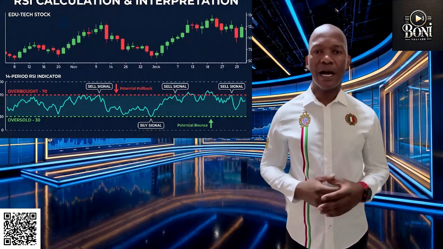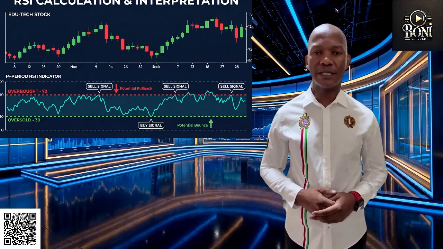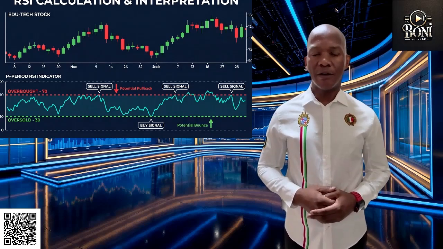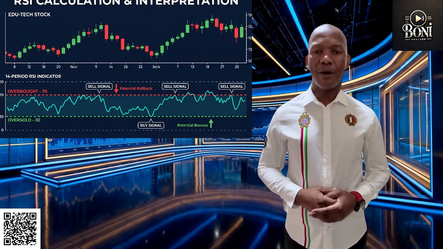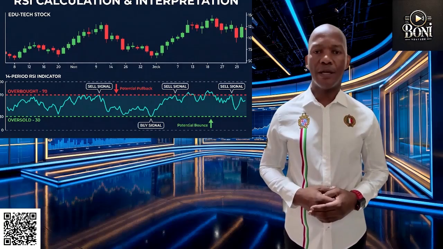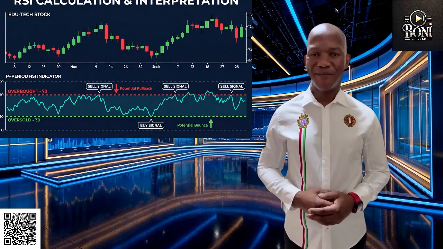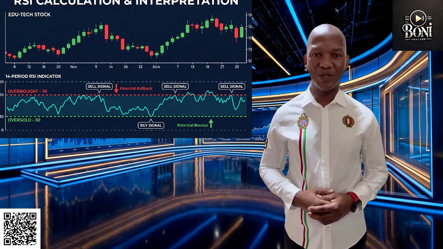So, how does the RSI work? It compares the magnitude of recent gains to recent losses over a specified time period, typically 14 periods. The result is a number that ranges from 0 to 100. A reading above 70 is generally considered to be in the overbought territory, suggesting that the asset may be due for a pullback. A reading below 30 is considered oversold, suggesting that the asset may be due for a bounce.